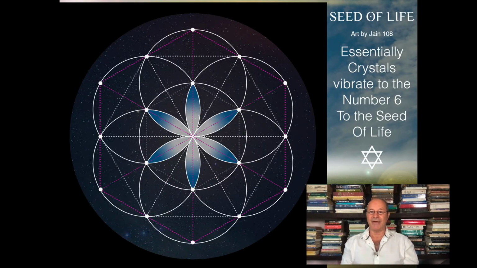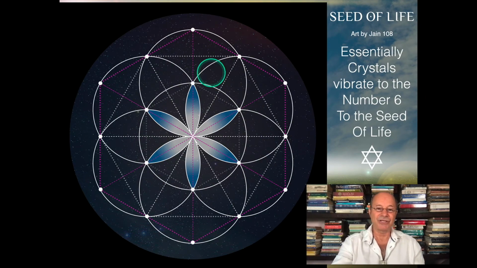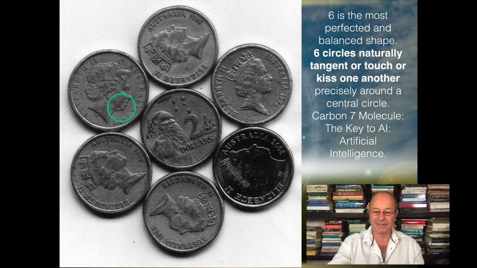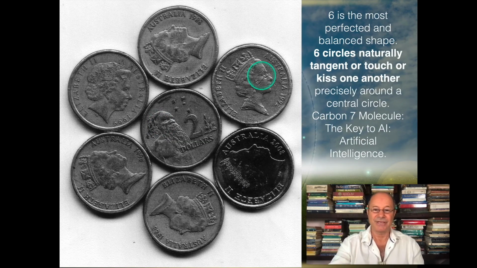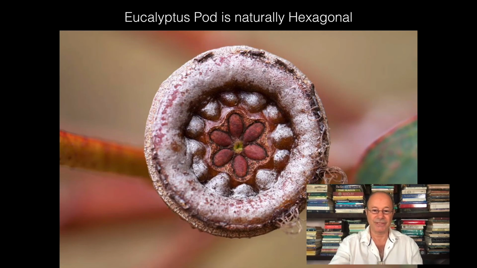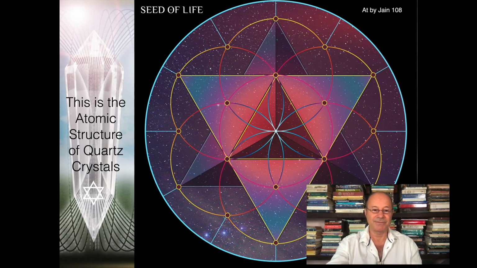So just quickly, we have the origin, the circle, when it can walk around itself 6 times. This creates what we call the seed of life, and it's all in the golden ratio. You can test this by putting 6 coins around the 1. This is called the carbon-7 molecule, which is based around 6 coins around the 1. It's in nature. We see it in the eucalyptus pod.